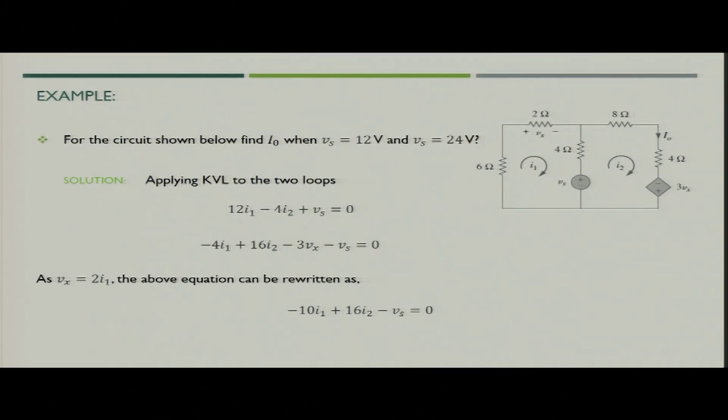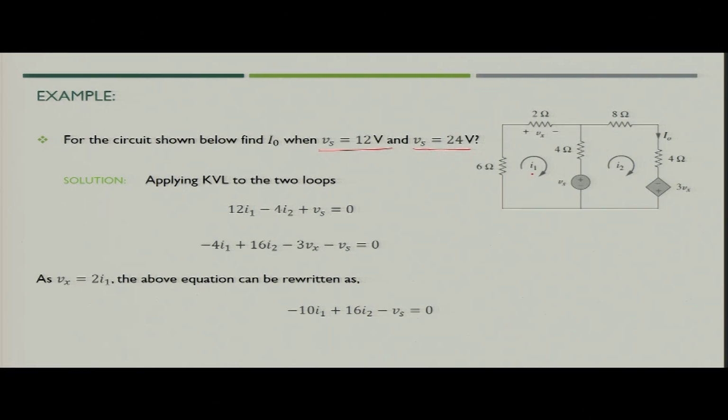Now, let us take one example to understand the properties which we discussed, like linearity and the additivity and homogeneity. Suppose the voltage source Vs is 12 volt in this circuit, and we have to find out the value of current I naught flowing through 4 ohm resistance when voltage is 12 volt and when voltage is 24 volt. So, this would be the case of homogeneity.